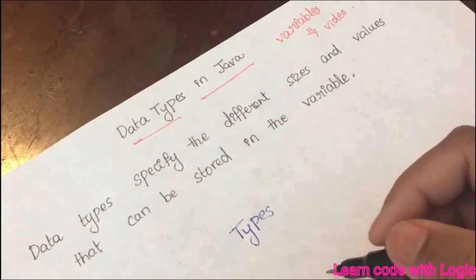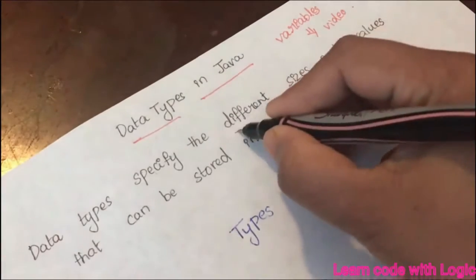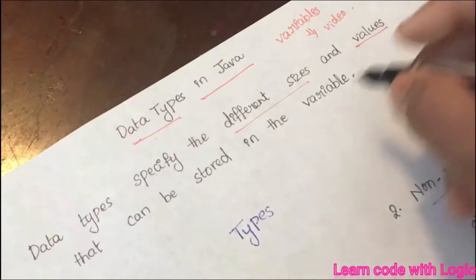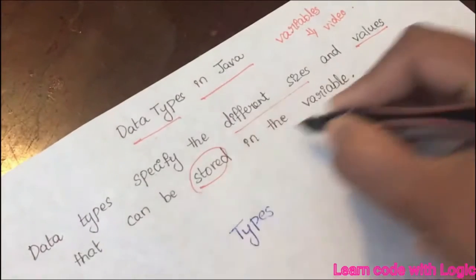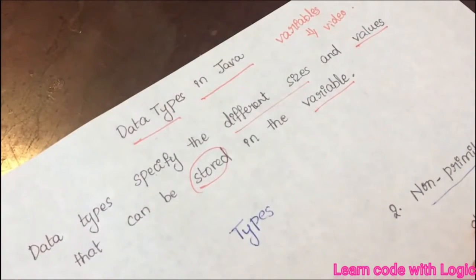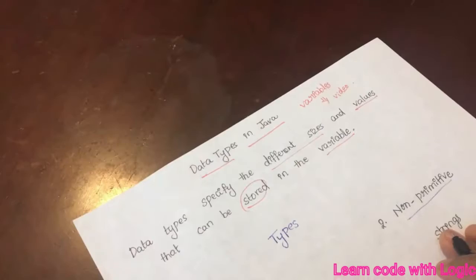Data types specify the different sizes and values that can be stored in a variable. So while you are declaring the variable, depending on our business requirement, we are giving the data types here. Means we have to provide the data types.